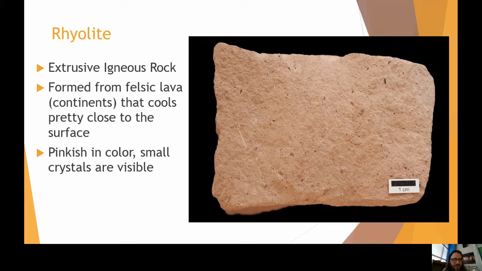Rhyolite is another type of extrusive igneous rock. This is also formed from felsic lava. This is found in continents. It cools pretty close to the surface, not quite as fast as obsidian, and therefore it actually ends up being a slightly different color. And it is pinkish, and you can see that it cools pretty quickly because it has tiny little crystals to it rather than big crystals.